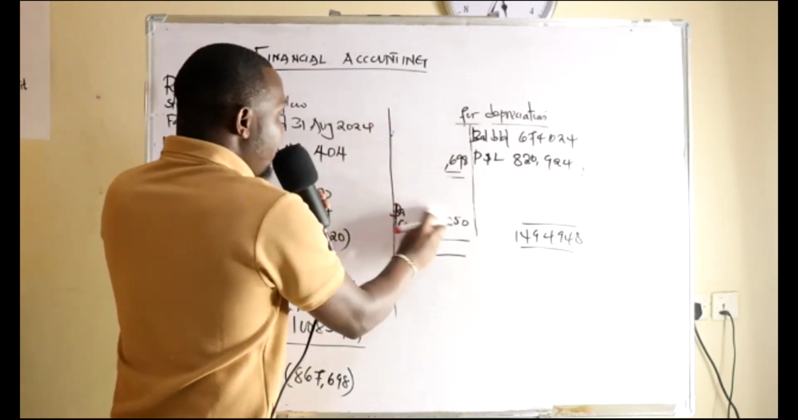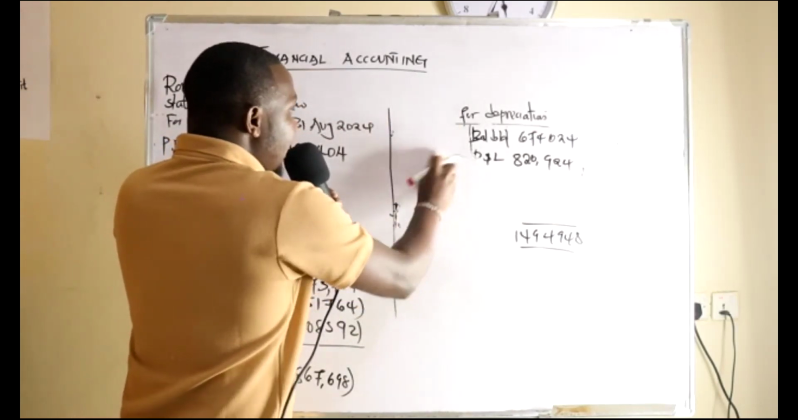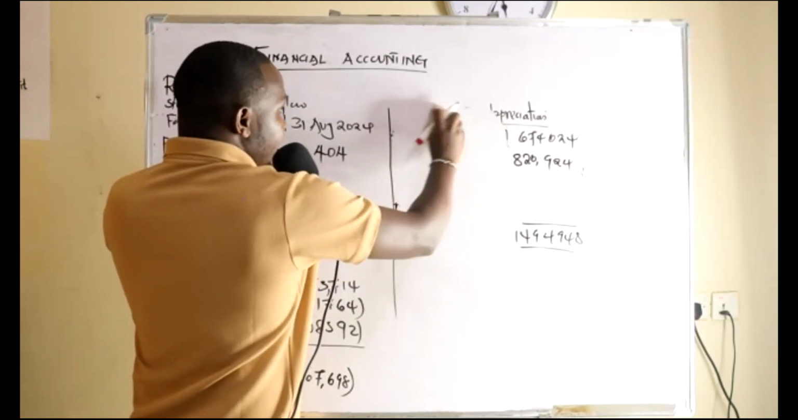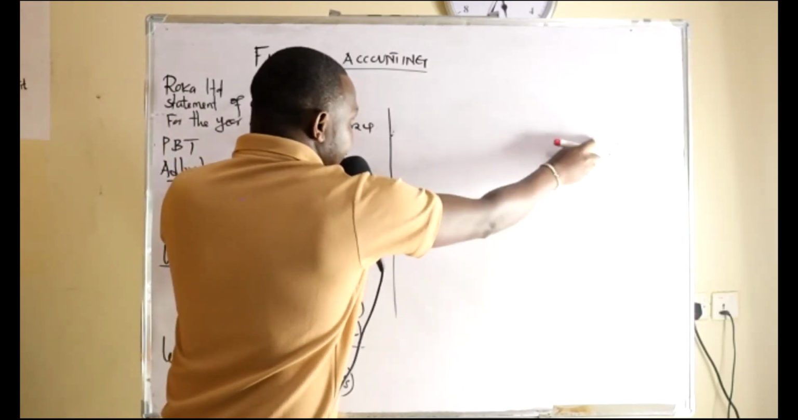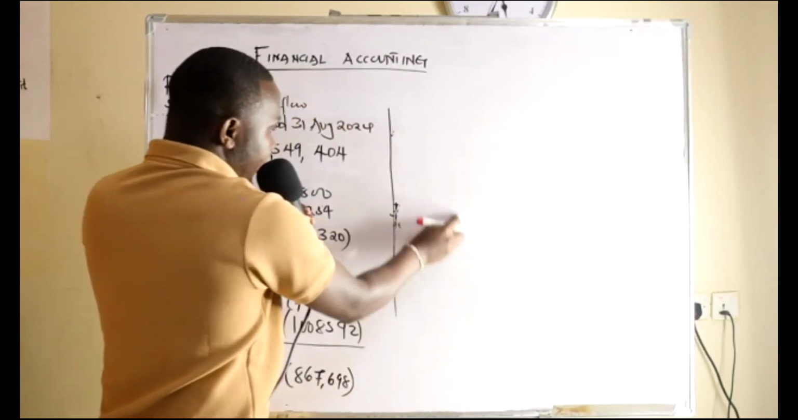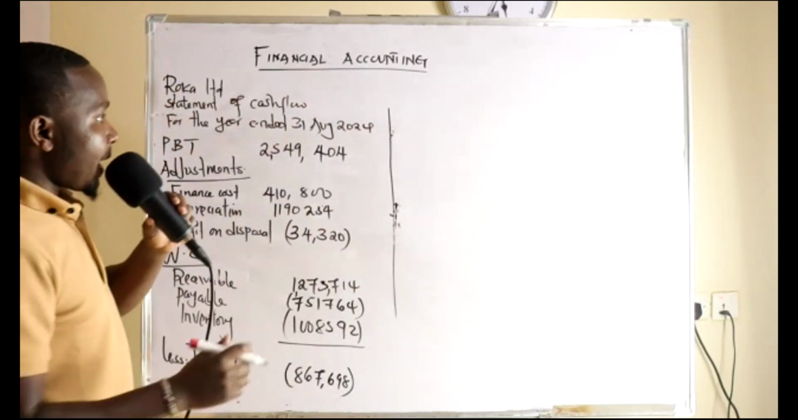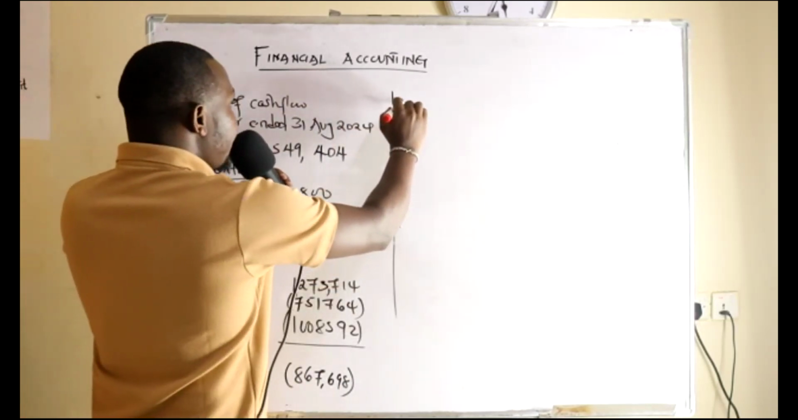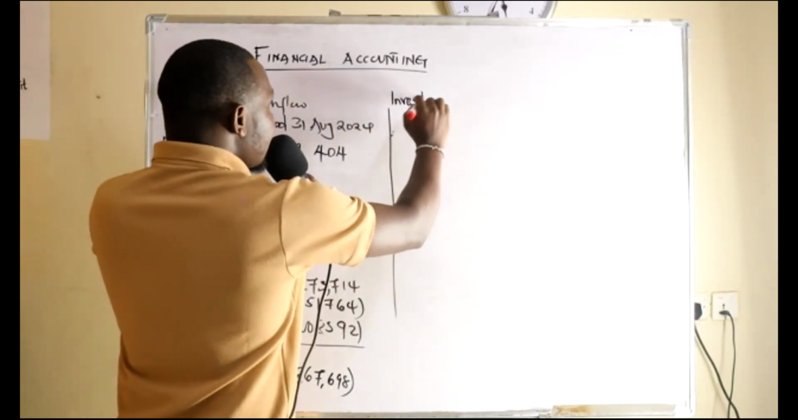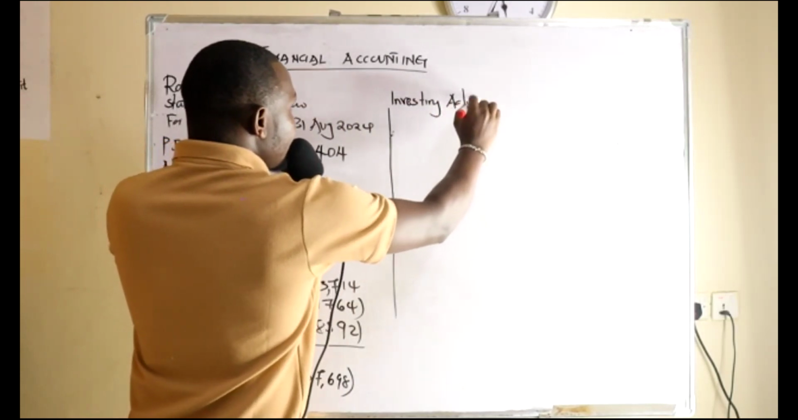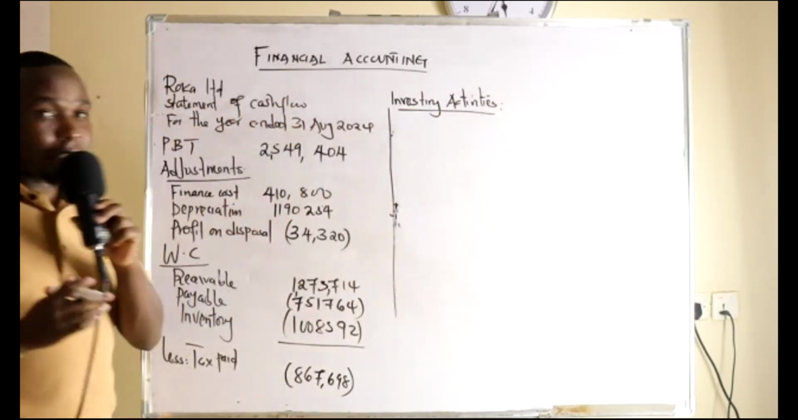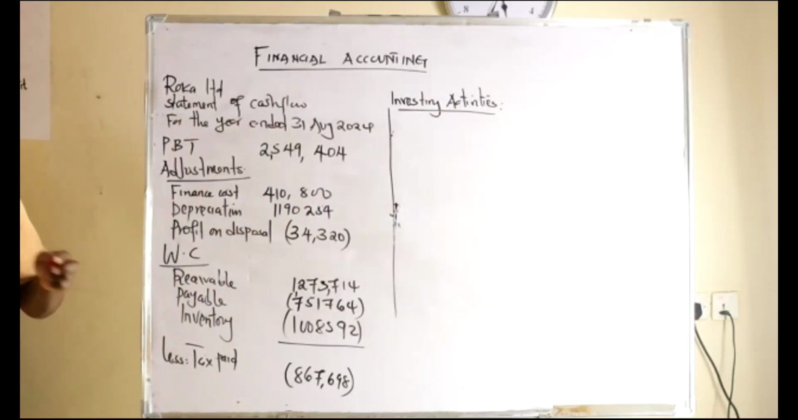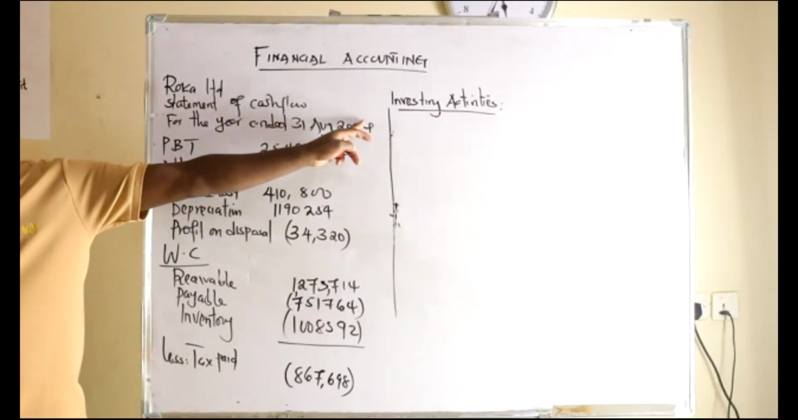And provided that we have seen the additional information, we don't have a lot of information, which means our investing activities, we don't have a lot there. So we'll have the second element, investing activities. What do we normally capture under the investing activities?